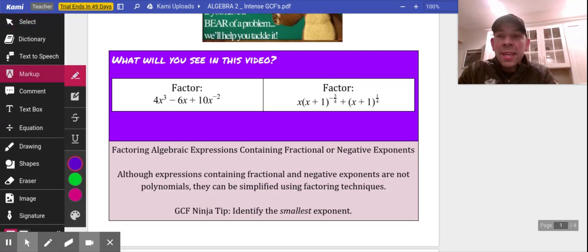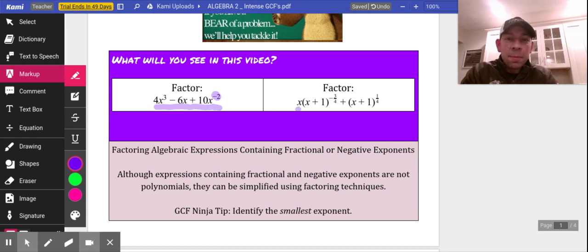Right out of the gates, we're going to factor something like 4x cubed plus or minus 6x plus 10x to the negative 2. And what's new today is that negative 2. See, once I threw that negative 2 in there, it's no longer a polynomial. And we're going to try to take out a GCF. And we're going to talk about why the GCF is x to the negative 2.